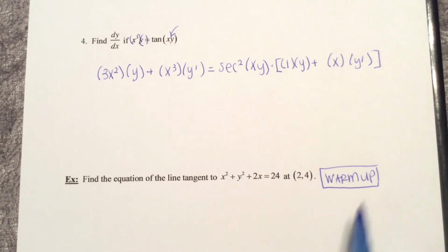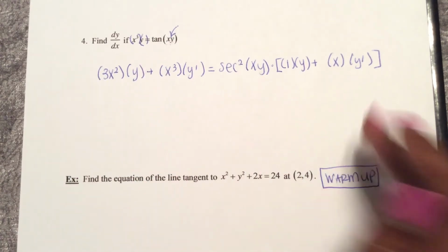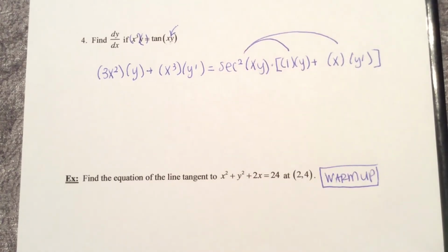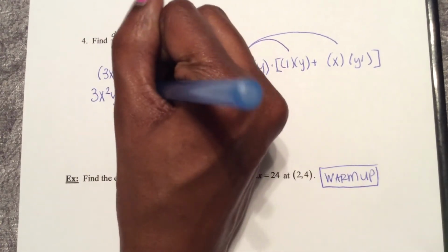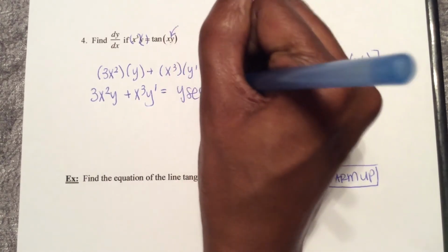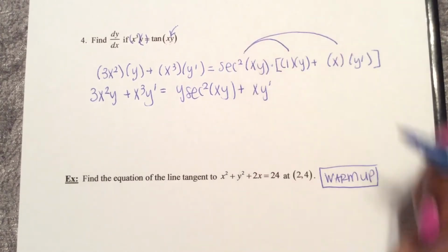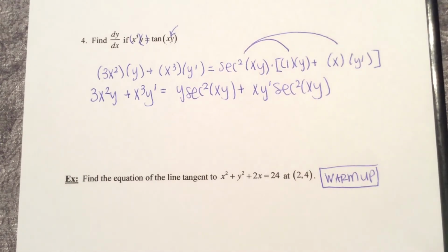So before I can try to move this term that has my y prime around, I need to first simplify this side by distributing secant squared of xy. So I have 3x squared y plus x cubed y prime equals y secant squared xy plus xy prime secant squared xy. So now that I've broken this up into 4 separate terms, I can move different ones around easily.